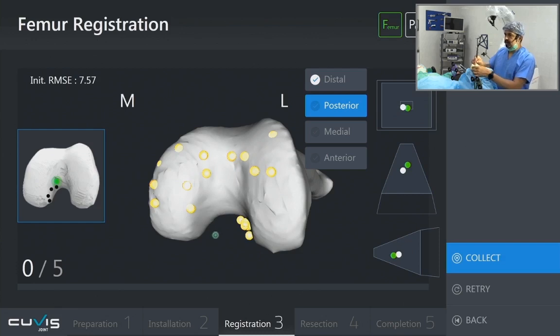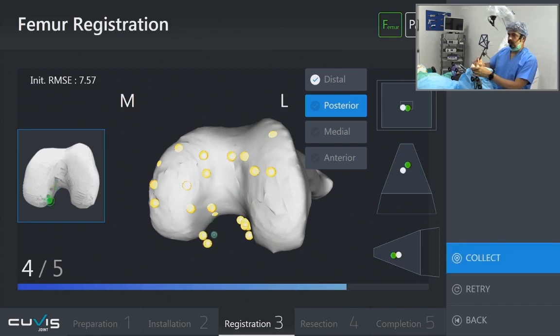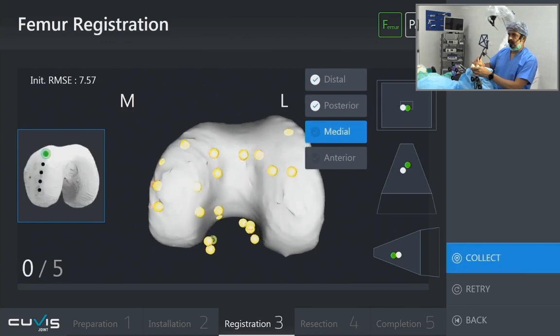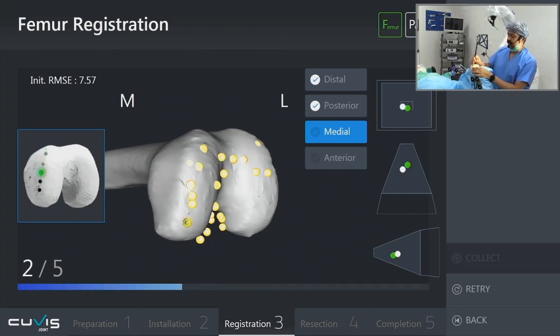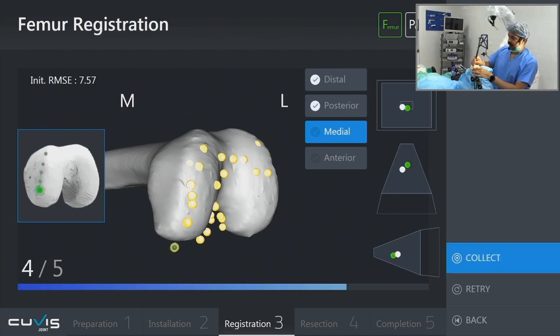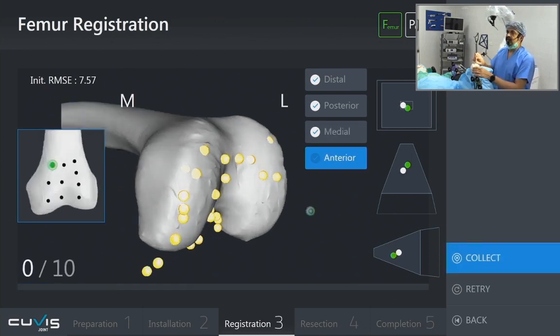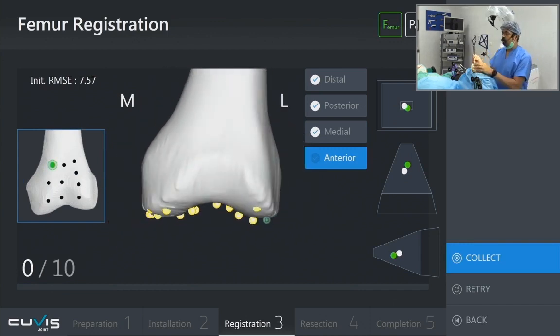And now posterior medial points, starting from the groove going inferior again. So now are the points which we take on the medial ridge of the femur, and I go from top to bottom. Same thing I'm going to do now.